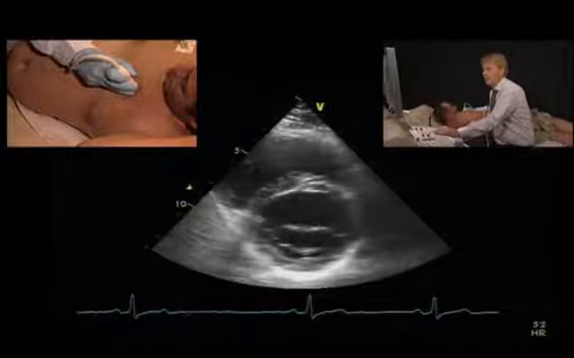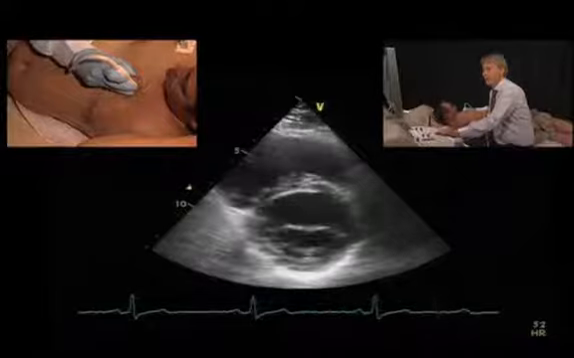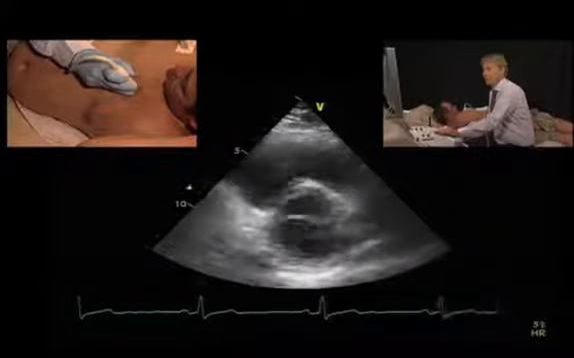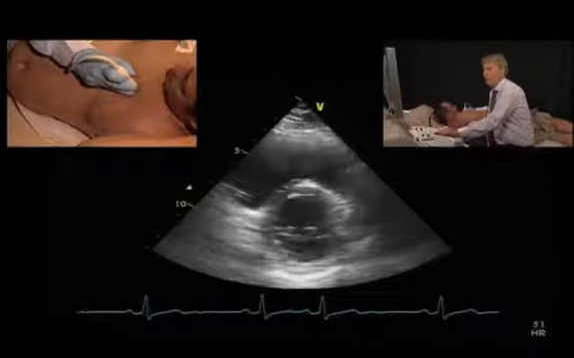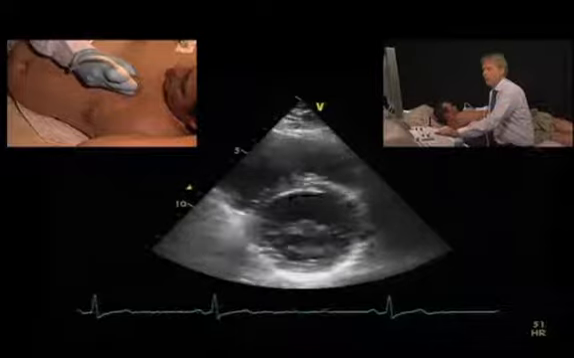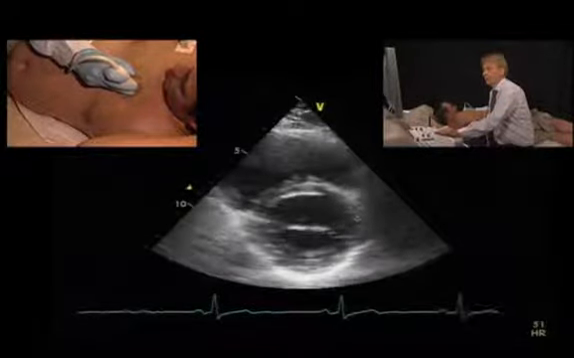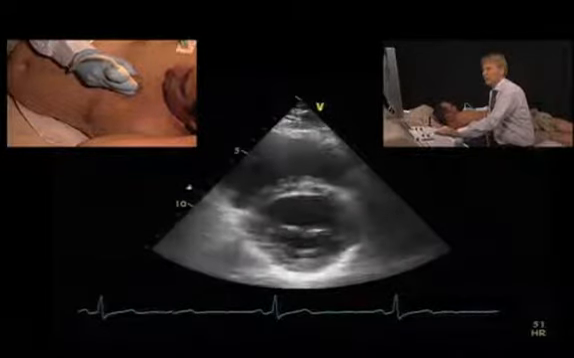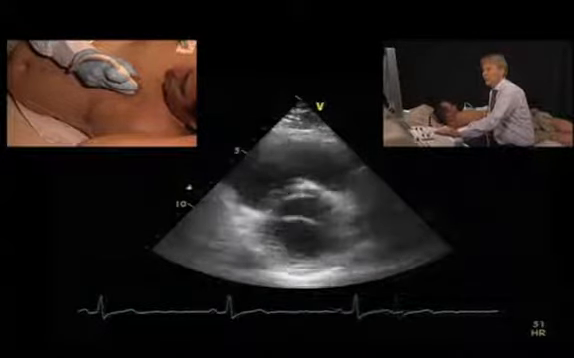This here is the septum, which you can divide into the anterior septum, which is this here, and the inferior septum, which is this here. This is the inferior wall, the posterior wall, the lateral or posterolateral wall, and this here is the anterior segment, which is just in close proximity to the interatrial septum.